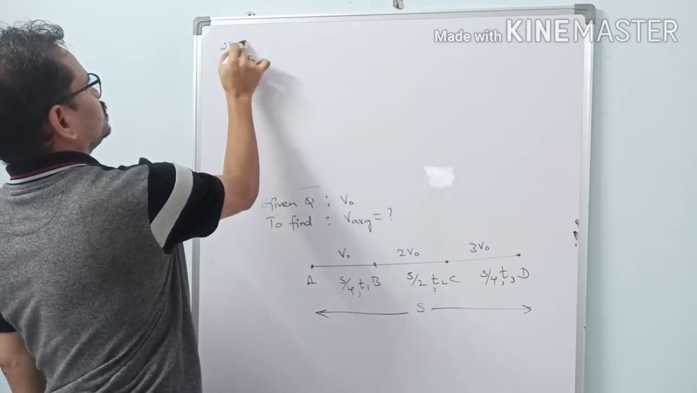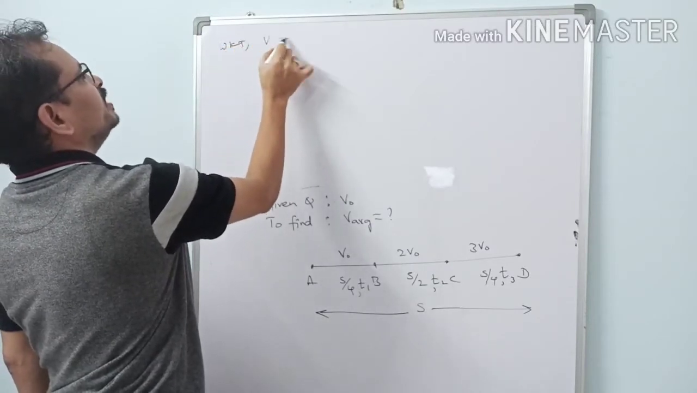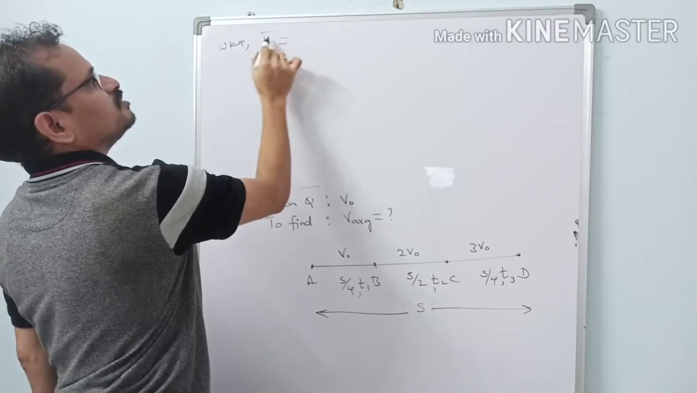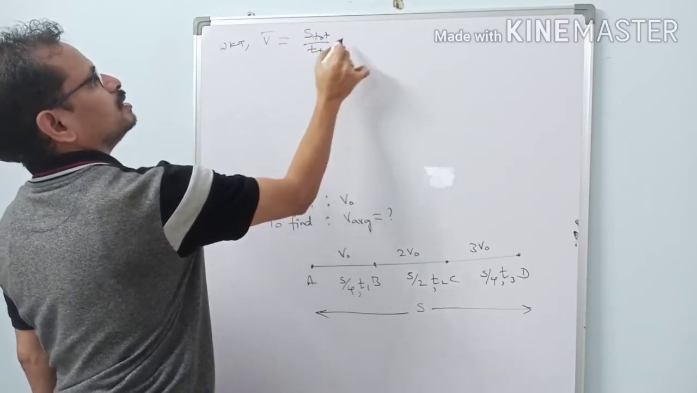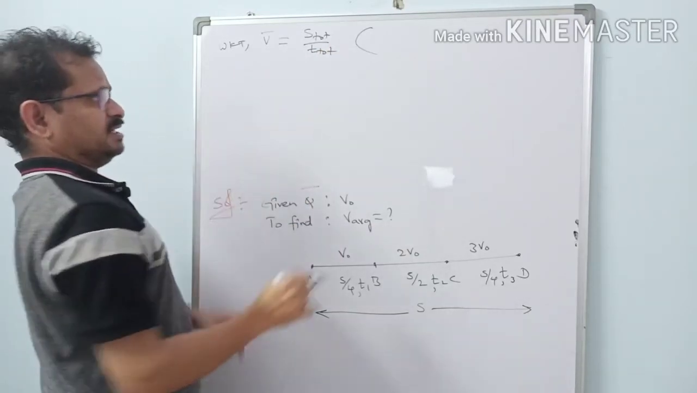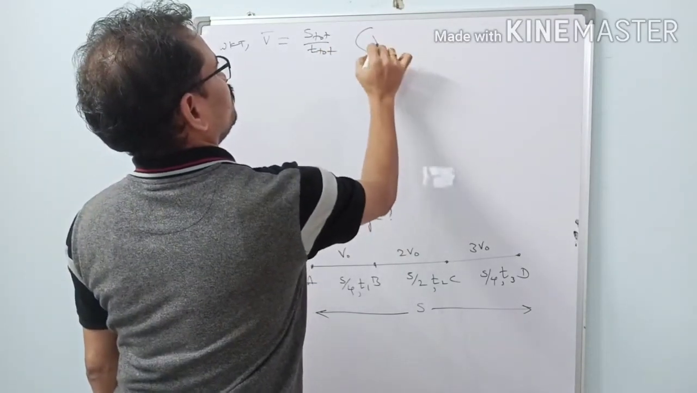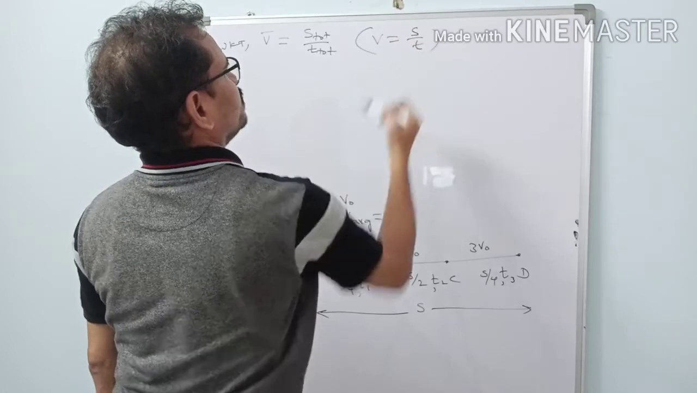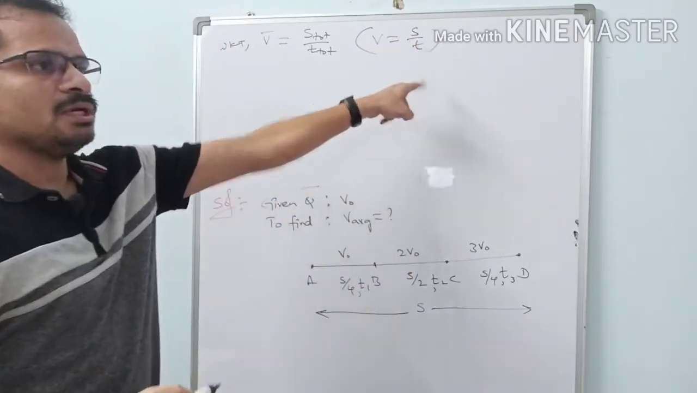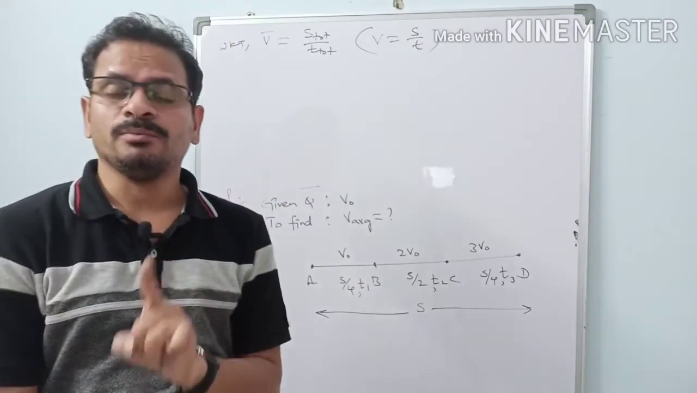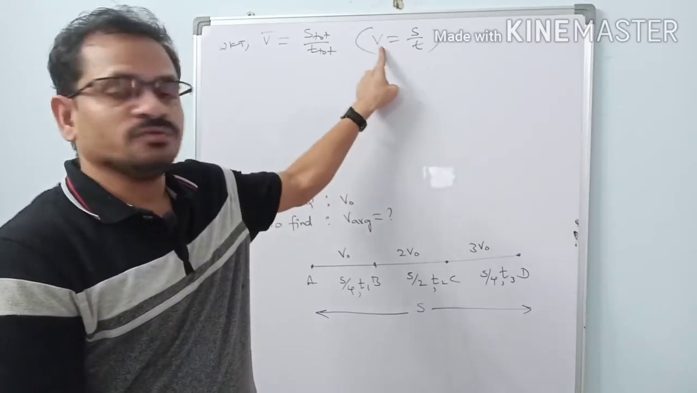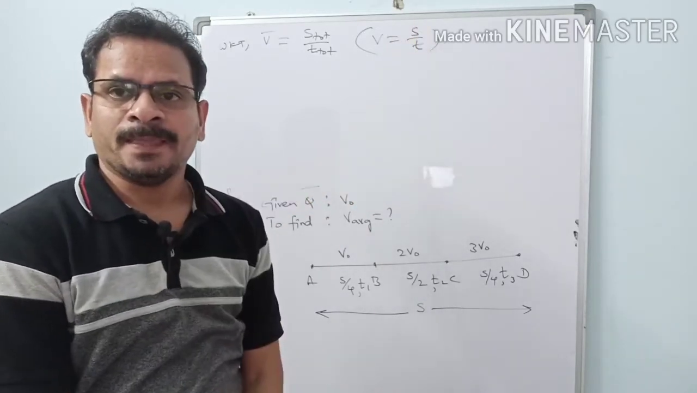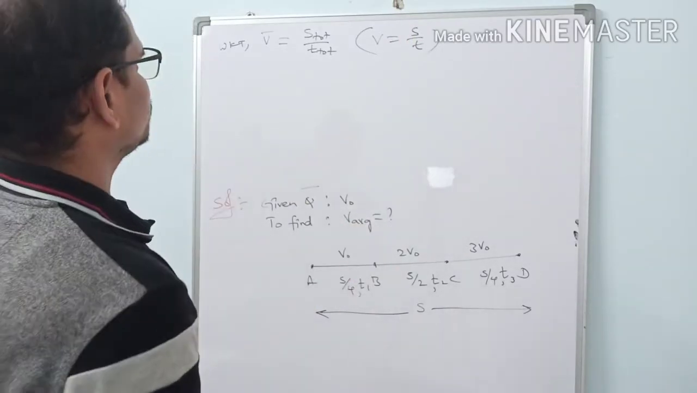We know that v average, v bar, equal to S total by t total. From where did we get this one? This is v equal to S by t, average velocity equal to total displacement by total time. I told you, for bodies moving with uniform motion, the only equation is v equal to S by t. So you can use this one.